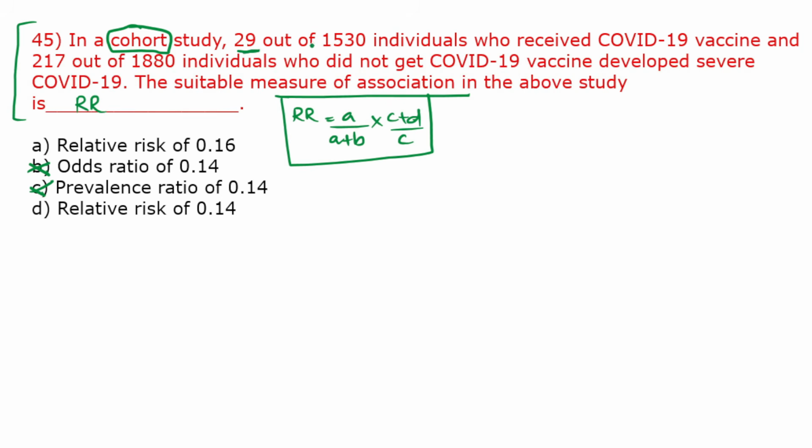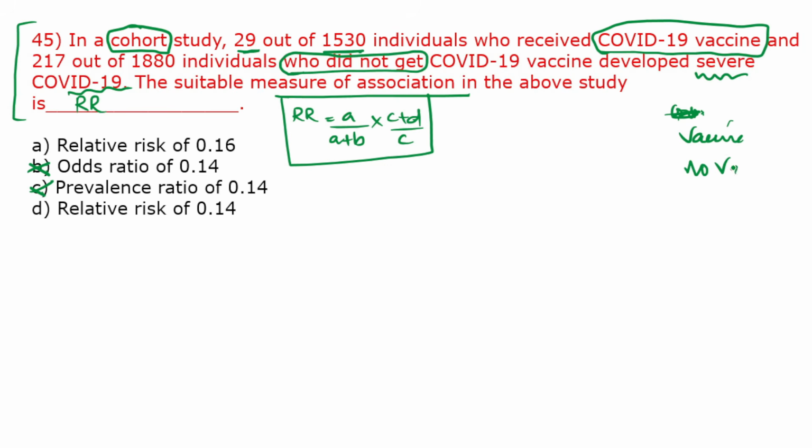So what are they speaking about in the question? In the cohort study, 29 out of 1,530 individuals received the COVID-19 vaccine. Few people have already received the COVID-19 vaccine, that is, they are exposed. And 217 out of 1,880 individuals did not get it, in the sense, unexposed people. In both categories, they have developed a disease called severe COVID-19. So what does this mean? That there is also a control group who have not developed severe COVID-19. So 4 things: COVID vaccine, no vaccine, then severe COVID disease, and then no COVID disease.